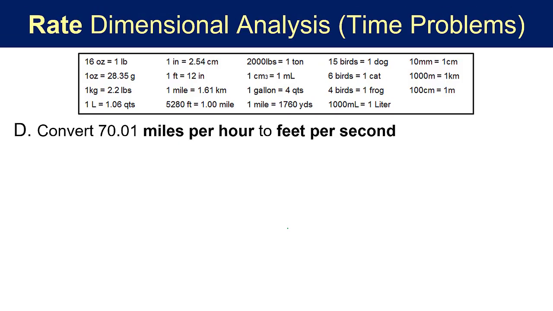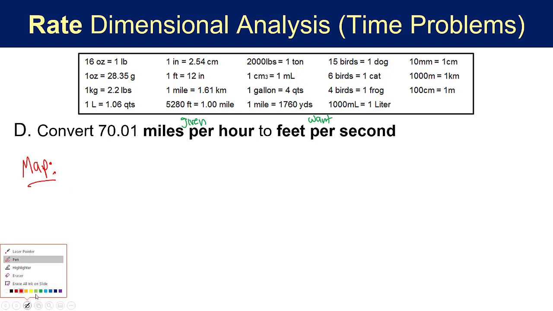The first thing we have to do is to identify our given, which is 70.01 miles per hour. We have to figure out our want, which is what we want to go to. And then, of course, like we did before, we have to make our map. So let's make a map here. And this is going to be the first thing that is different. I'm going to do it in two different colors that you see here. So in terms of our map, we have two conversions to make. We want to turn miles into feet, and we want to turn hours into seconds.